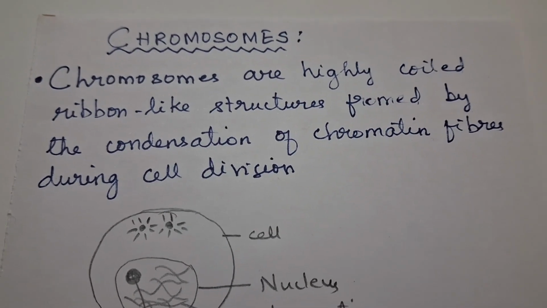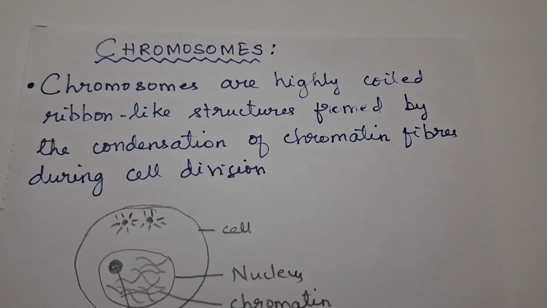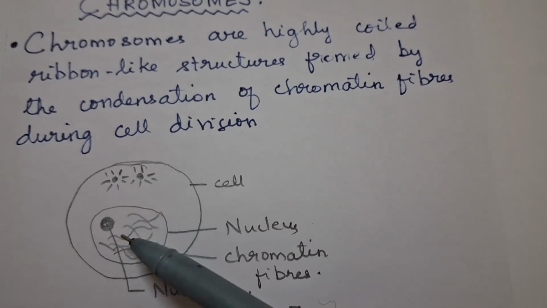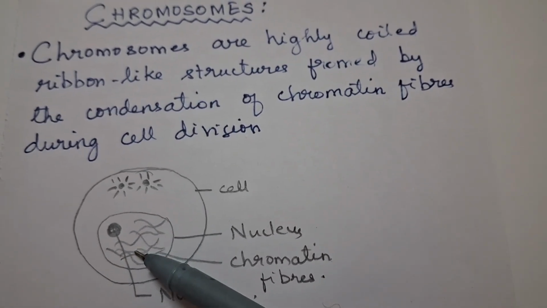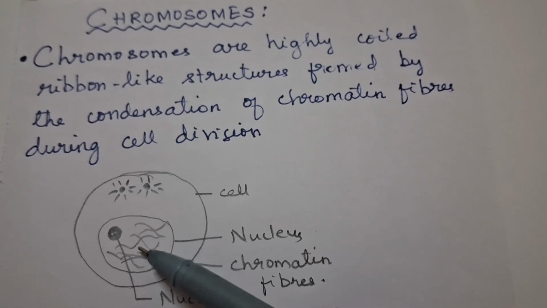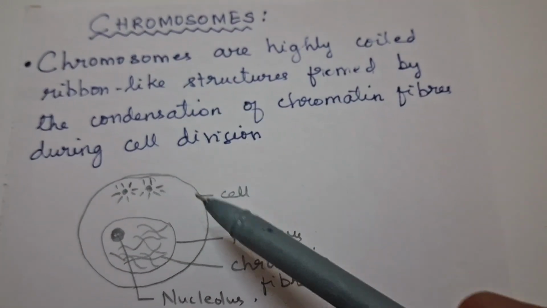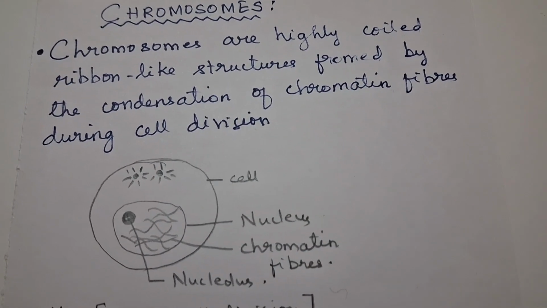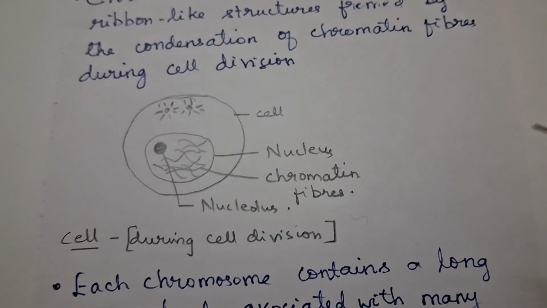Chromosomes are highly coiled ribbon-like structures formed by the condensation of chromatin fiber during cell division. So this is a cell. In this cell, you find the central nucleus here. Inside the nucleus, you find chromatin network or chromatin thread or chromatin fiber. These later condense to form chromosomes. This happens only during cell division.